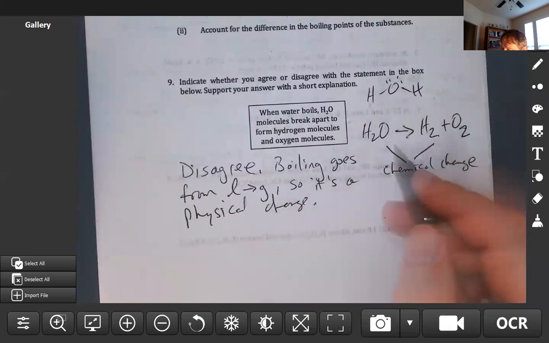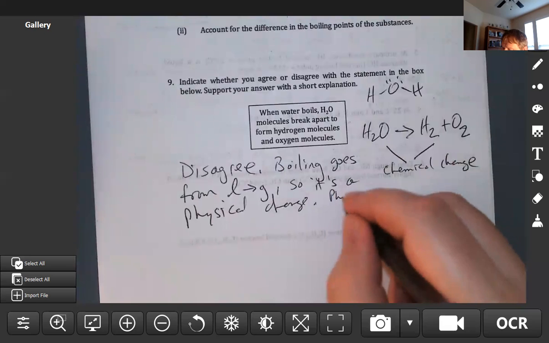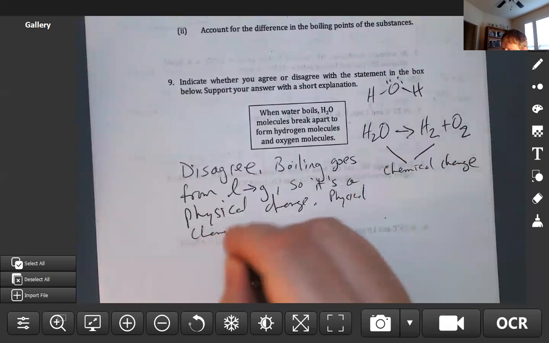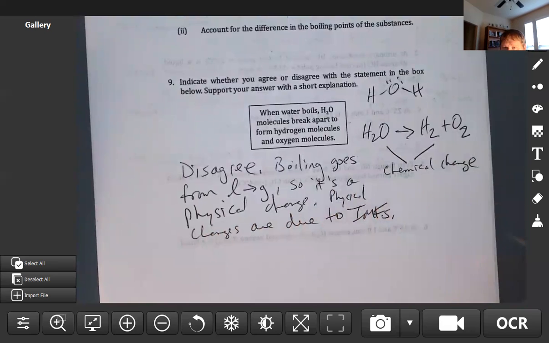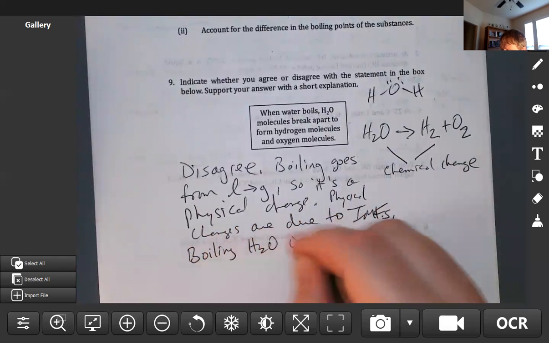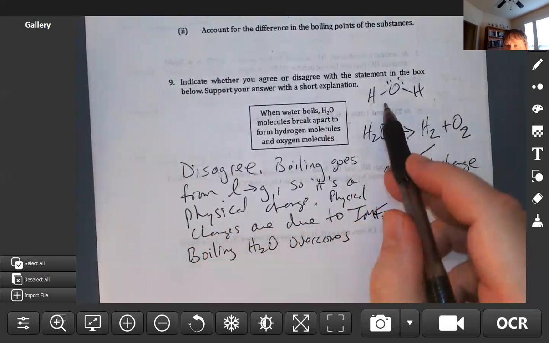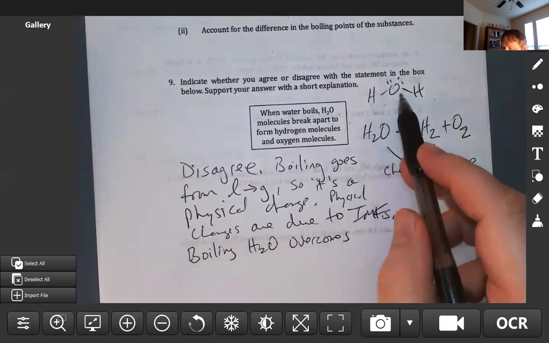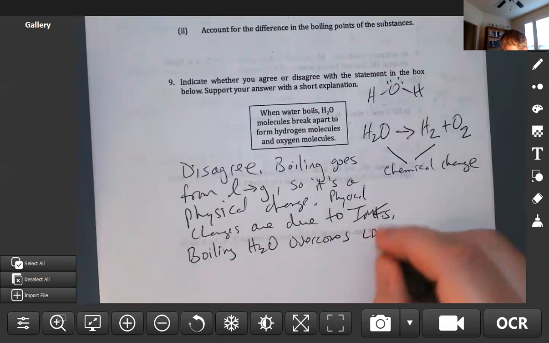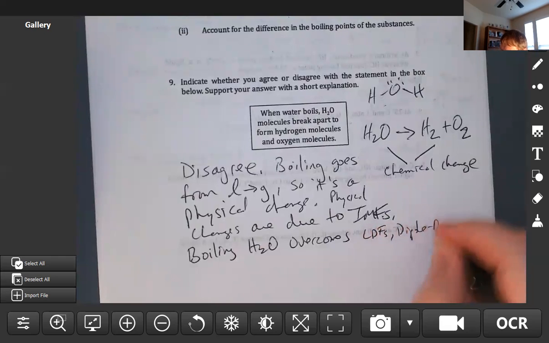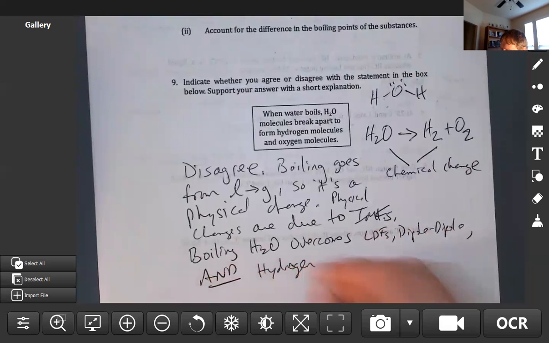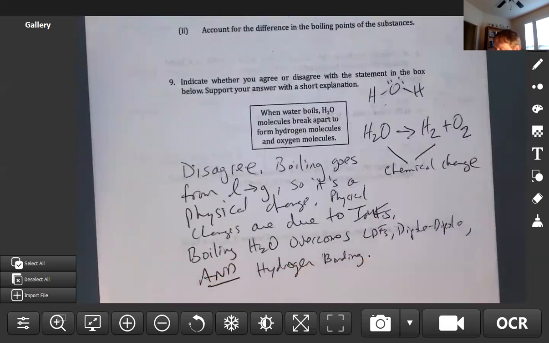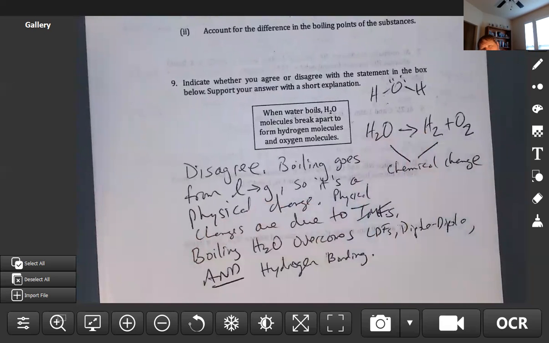For any covalent molecular molecule, physical changes are due to IMFs, those intermolecular forces. Boiling water overcomes, you take a look at the structure, water's polar, so it overcomes specifically LDFs, dipole-dipole, and most importantly, for water anyway, is hydrogen bonding. So boiling has nothing to do with breaking the molecule into pieces.